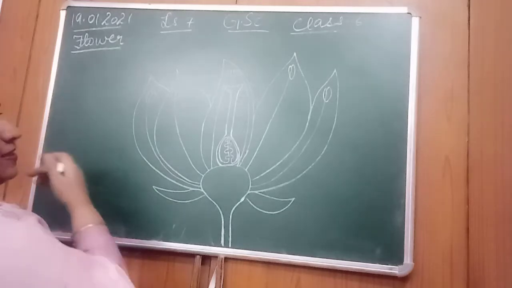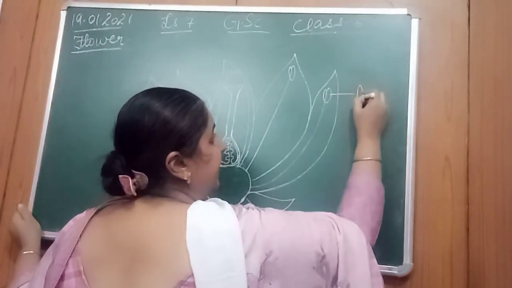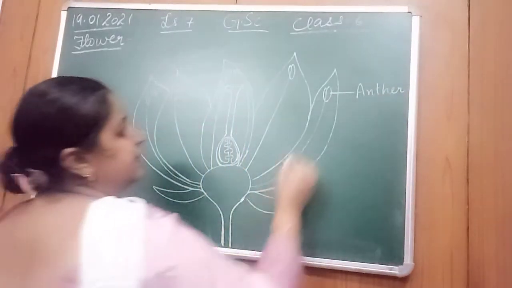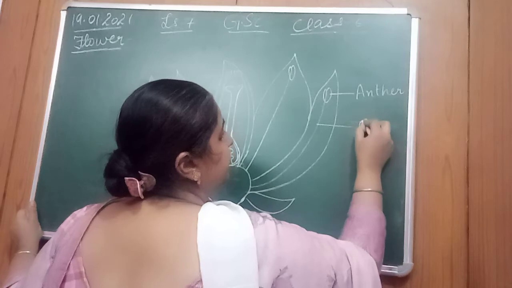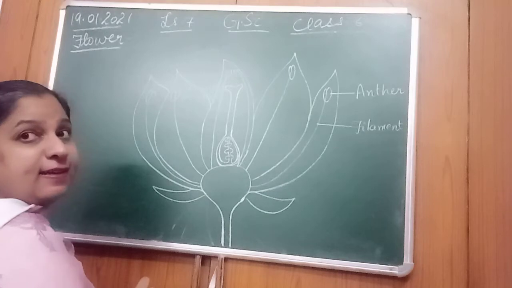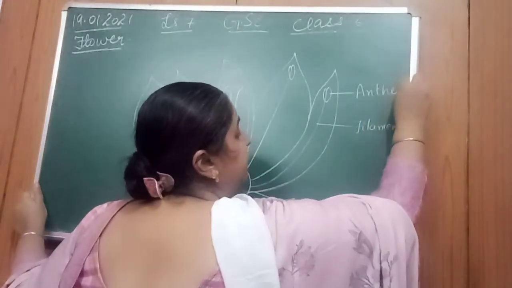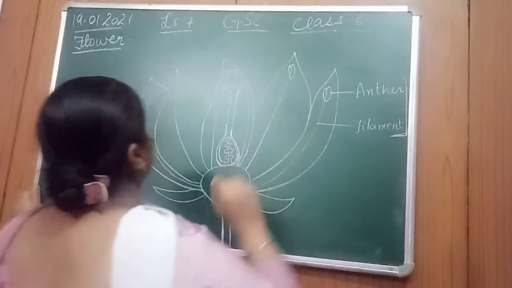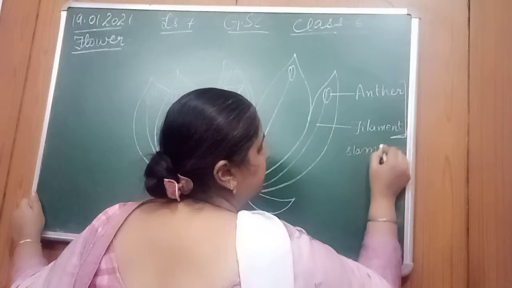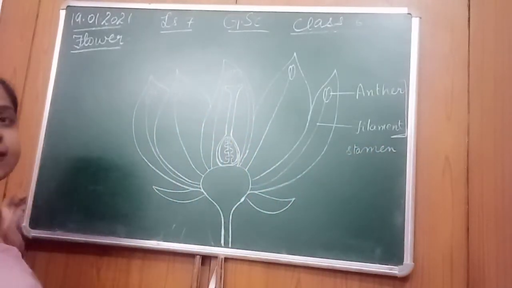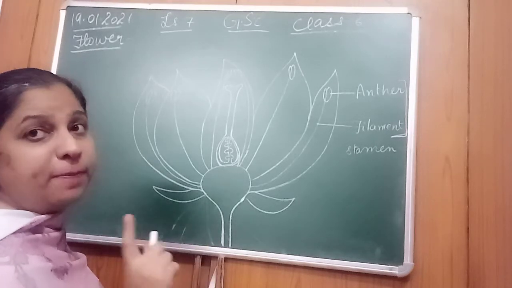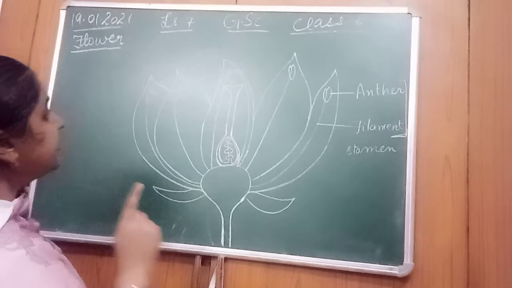Okay. So students, this is anther. Anther is a bilobed structure, and this is filament. Right? Is that clear? This anther and filament, they together form stamen. What do we call it? Stamen. Anther plus filament, they together form the male reproductive part, which is known as stamen.